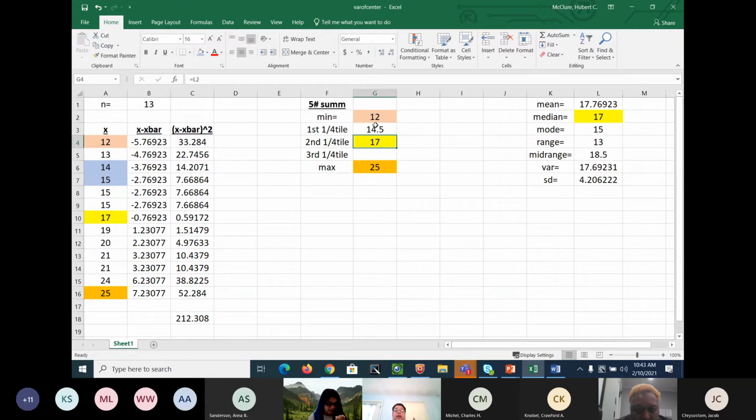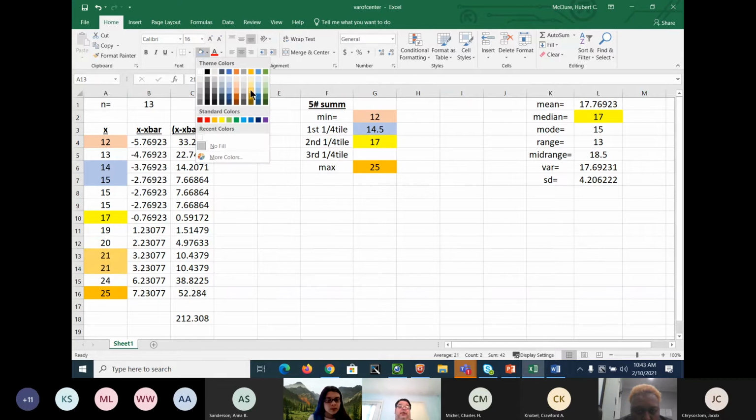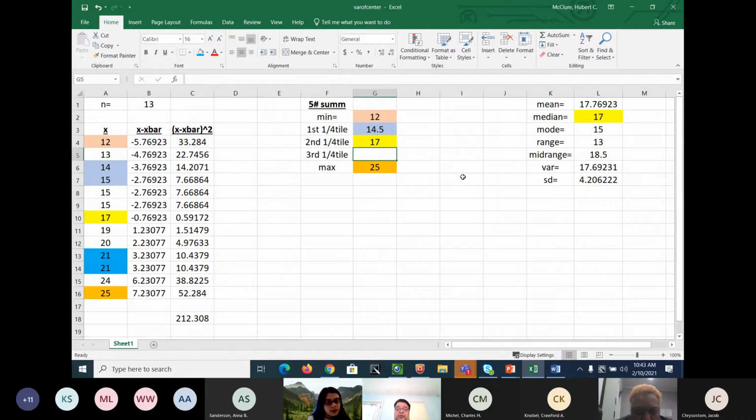I want you, right now, to average those 2 numbers and see if you don't get 14.5. And I want you to do the same thing on the bottom. I do realize that 21 and 21, if you average them together, you're going to get 21. I understand that. But if they're 2 different numbers, you have to add them together and divide by 2. And that is the 5-number summary.